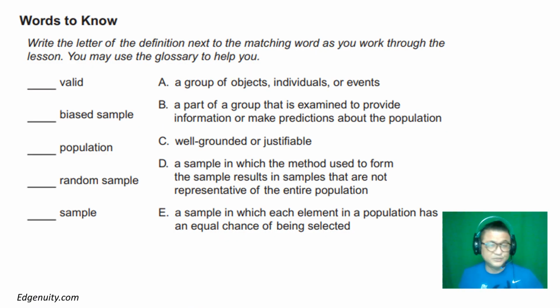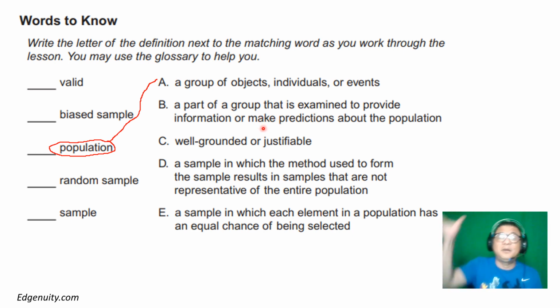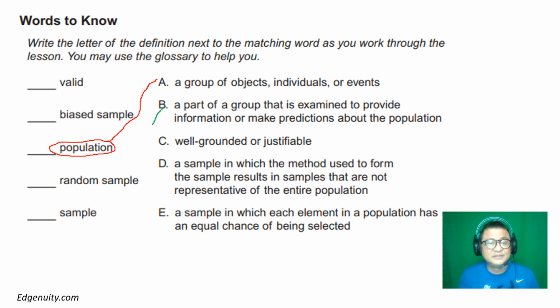So vocabulary first. Let's match the following. A group of objects, individuals, or events. It doesn't have to be people all the time. Therefore, it is a population. Correct. Next. The second one is a part of a group, a little part of the group. You take it and examine it to provide information and make predictions about the bigger population. Oh, we know that. That's going to be the sample.